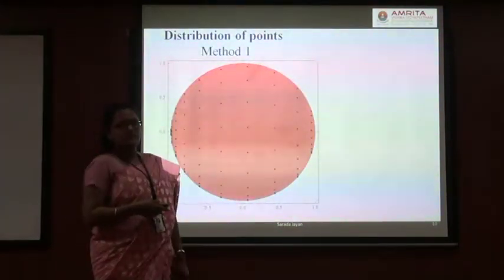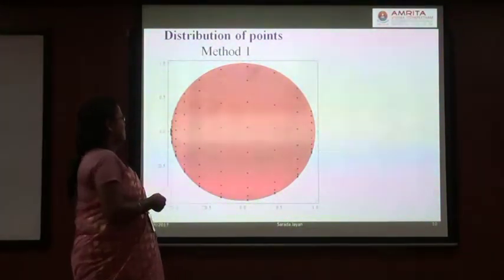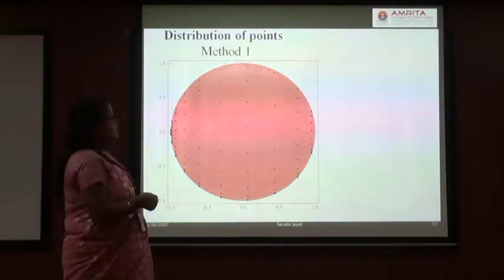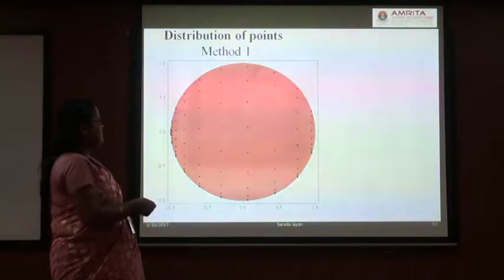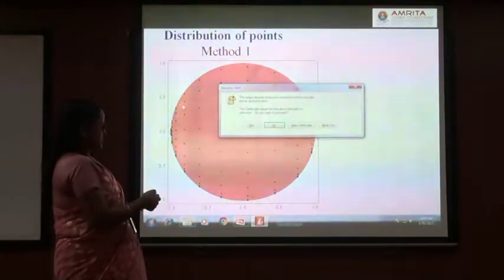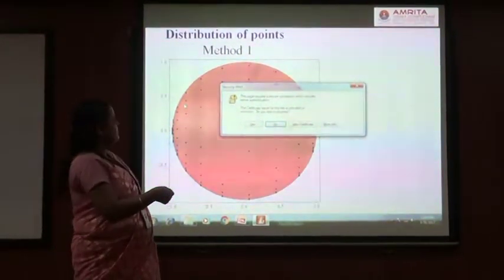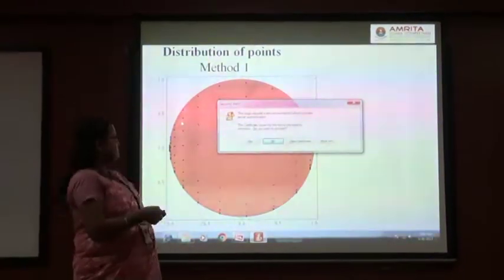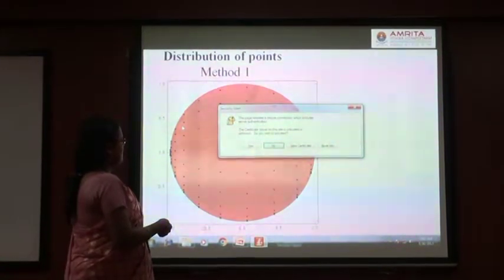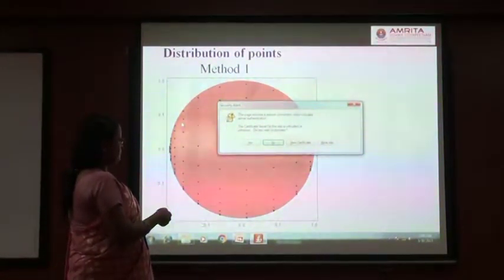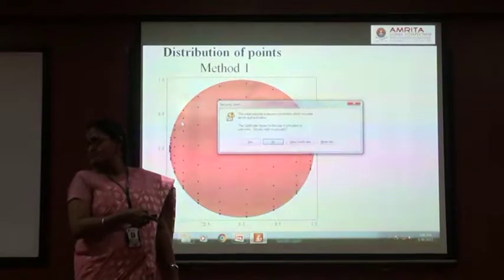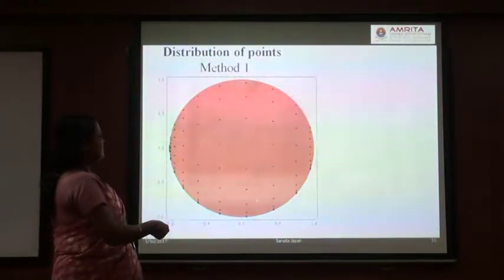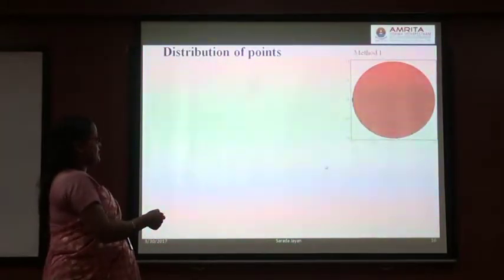So when you apply method 1 with n equal to 5, these are the set of points. Method 1 uses a linear transformation, so due to that you can see that the distribution of the points is in a linear fashion. All the points are distributed linearly. You can see that all are parallel to the y-axis.